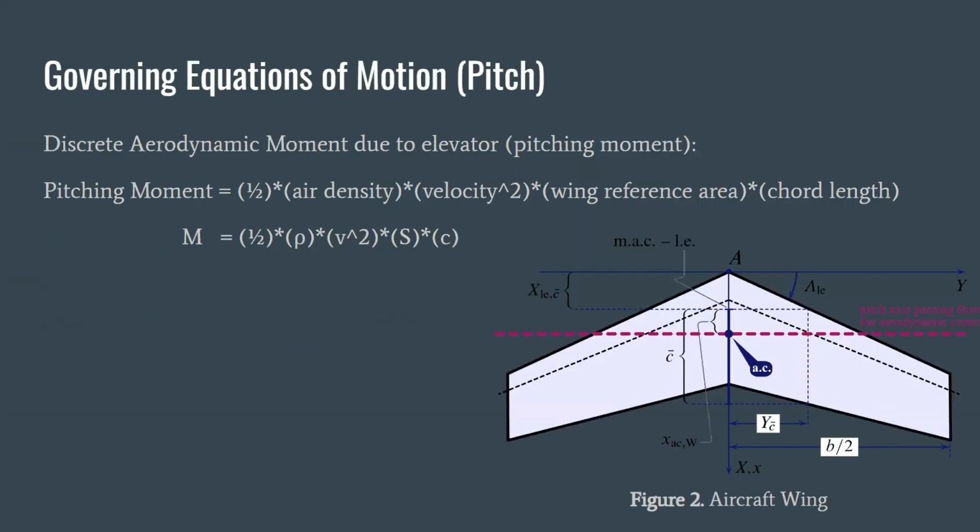Here is the most basic equation of motion in a discrete behavior for the aerodynamic moment due to its elevator or pitching moment surface. This includes 1/2 times rho times velocity squared times the wing reference area times the chord length. Typically, the deflection of the control surface used to create a pitching moment is also added to the end of this equation, and is implemented by the control law to adjust the control surface orientation as needed.